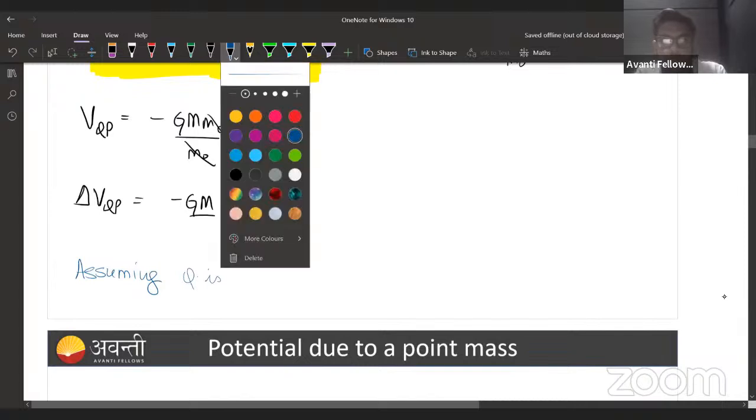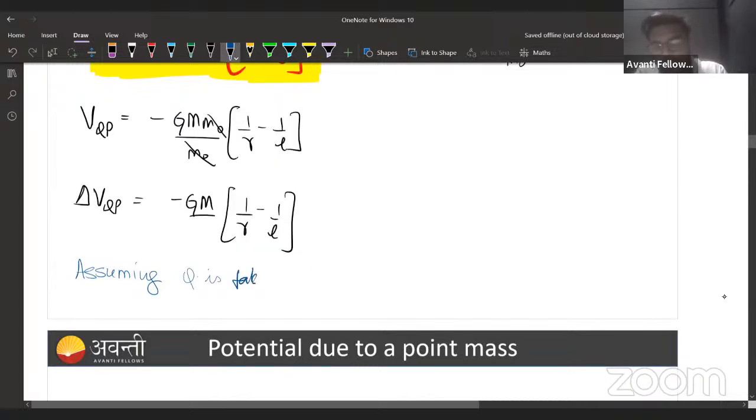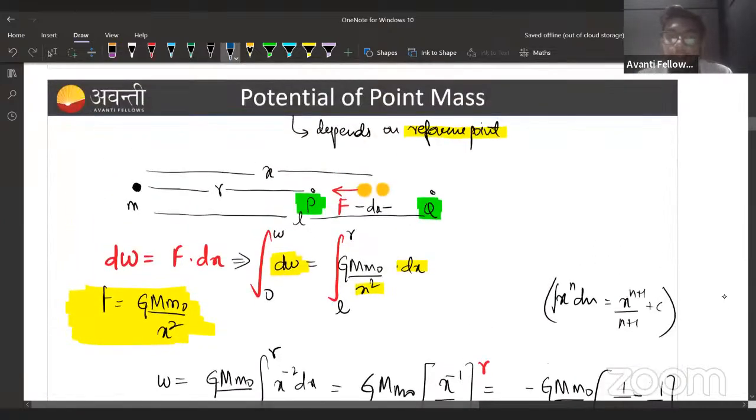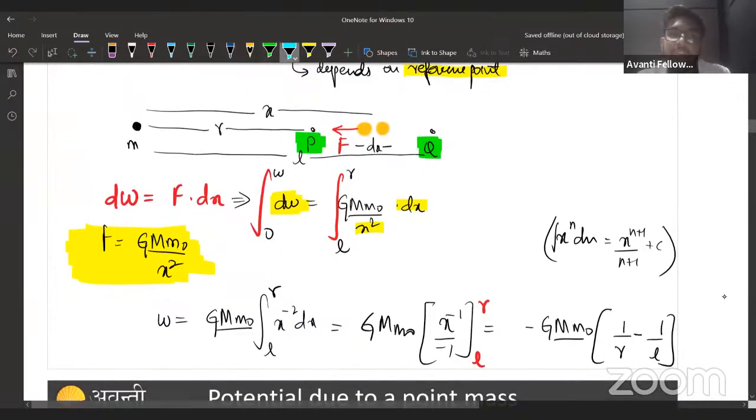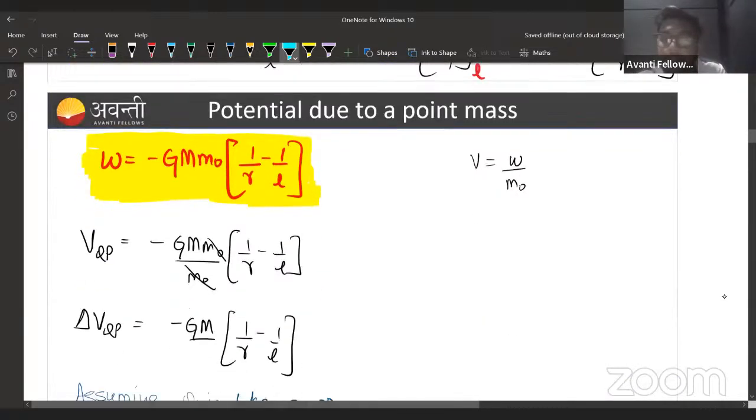Assuming Q is taken on infinity, and at infinity V_Q is equal to 0. I'm saying that if I go very, very far away from this mass m, infinitely far away, will this mass m affect me? It won't, right? So potential or gravitational field or force due to everything will become zero. So that's what I'm assuming here.